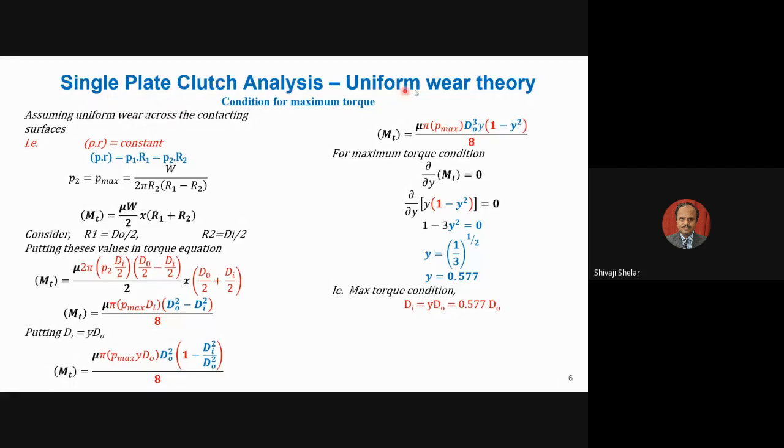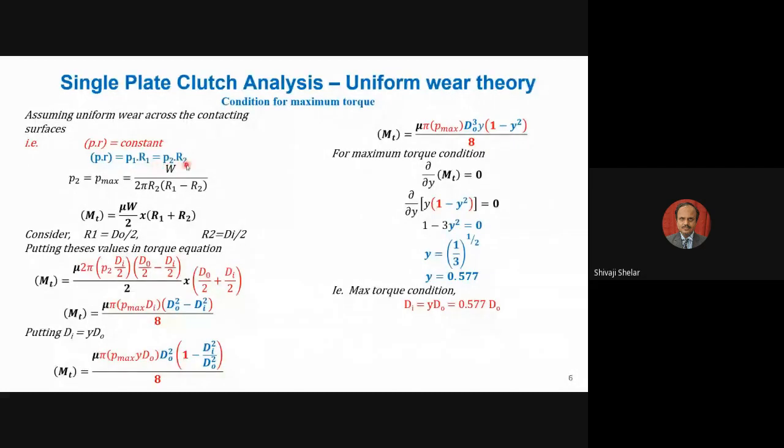We are using here uniform wear theory, and we are going to check what is the condition for maximum torque. So when will we have maximum torque transmitted through that plate system, considering uniform wear theory? As per uniform wear theory, for uniform wear, P into R has to be constant. Then only the uniform wear will happen across that radial surface. Otherwise, the wear will not be uniform. So from this, we can write P1 R1 is equal to P2 R2.